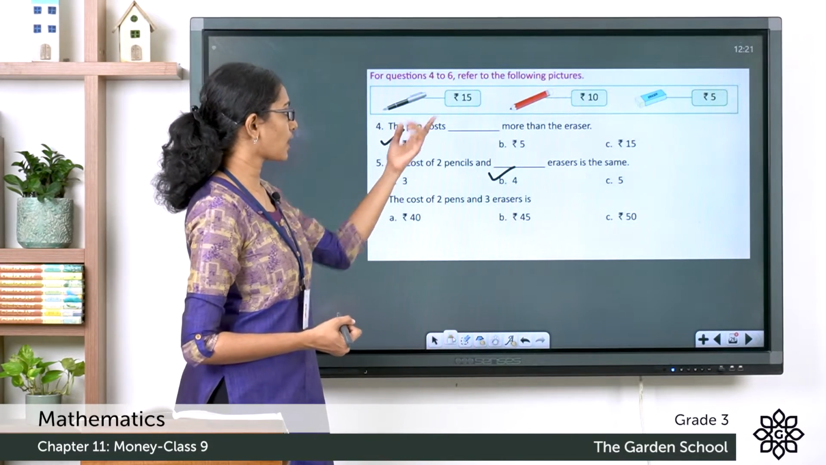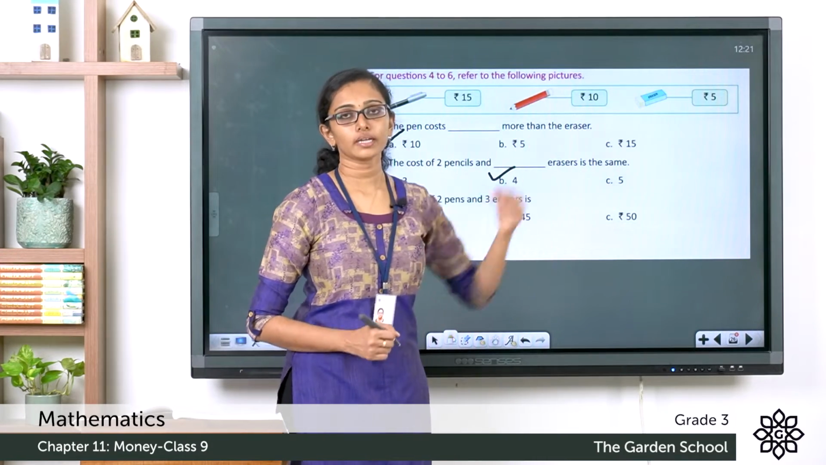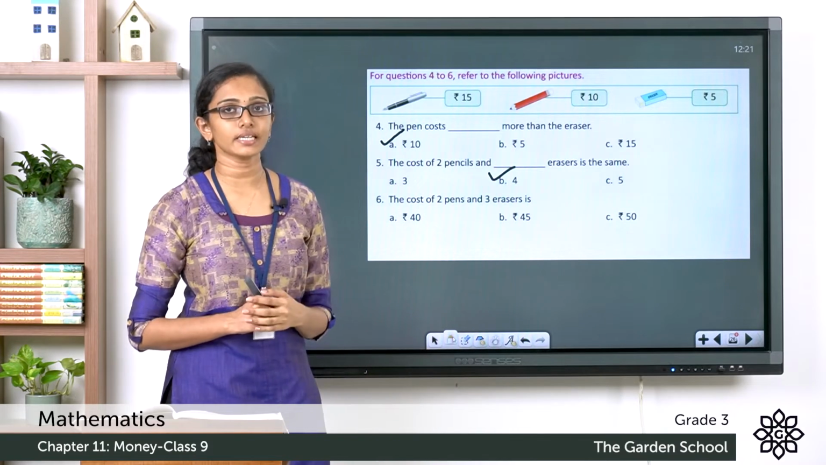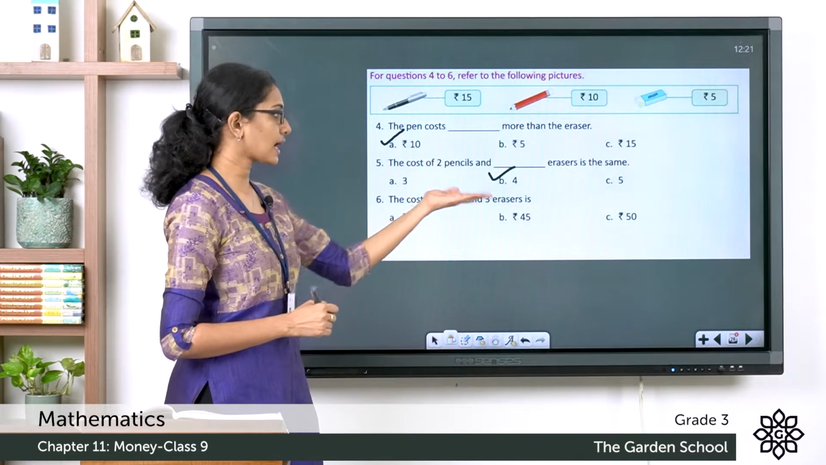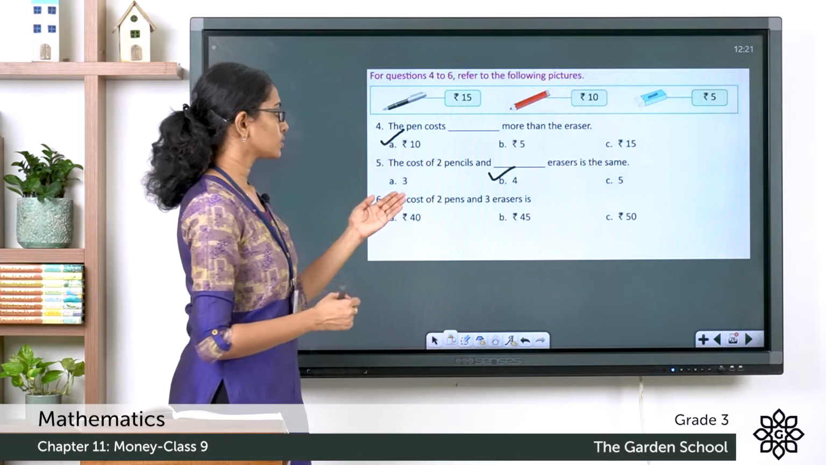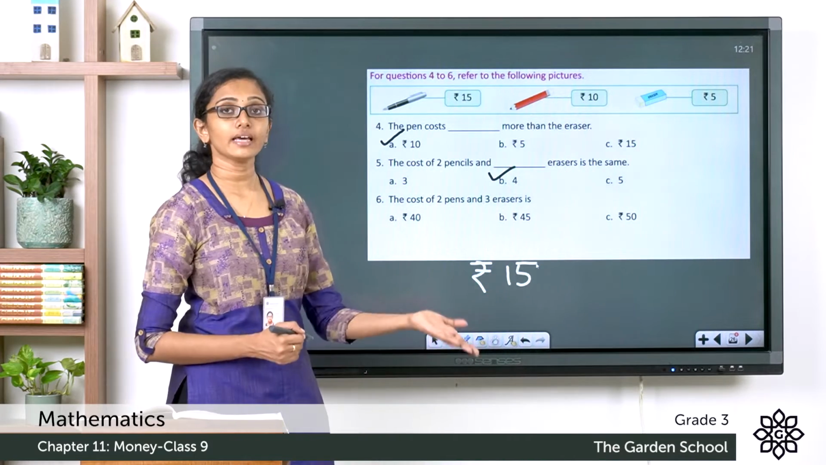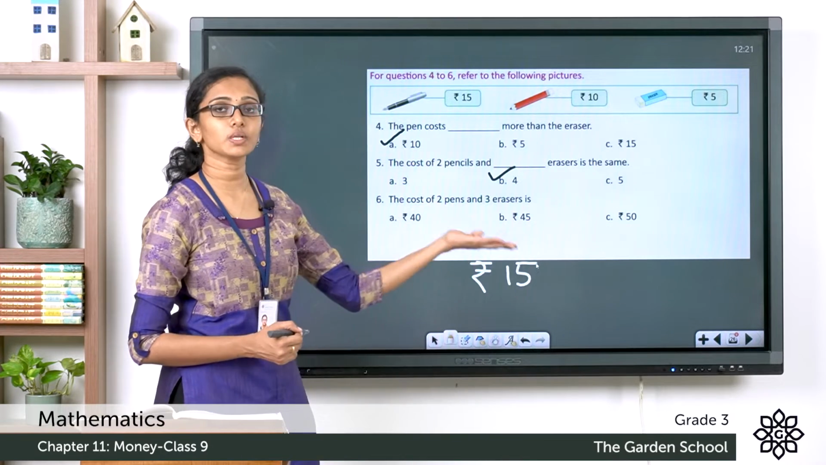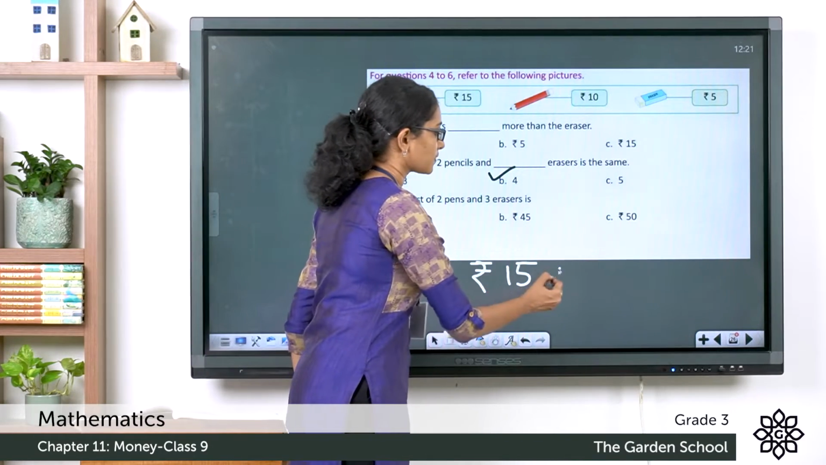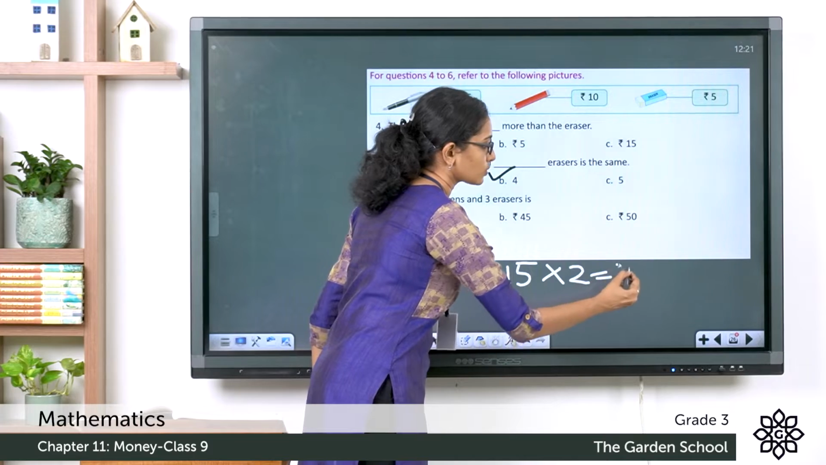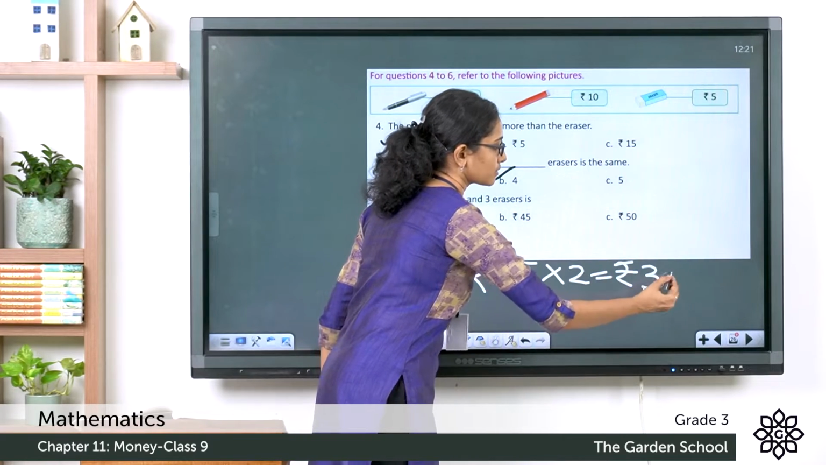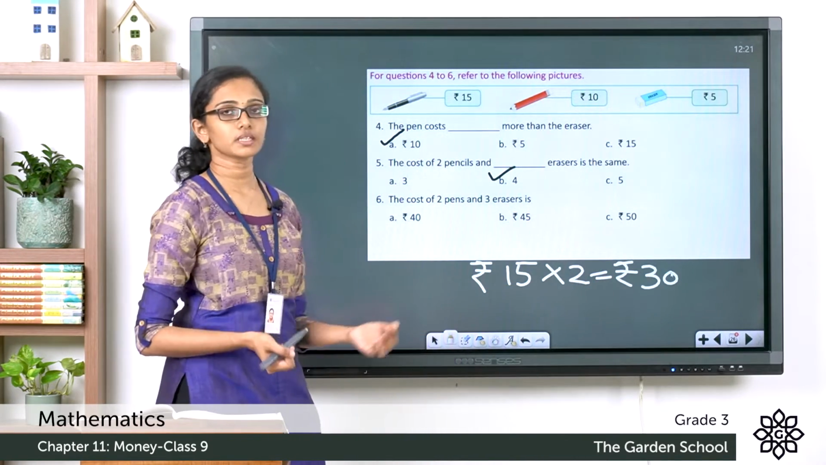We know the cost of 1 pen and the cost of 1 eraser. From this, we can easily calculate the cost of 2 pens and 3 erasers. So, the cost of 1 pen is equal to 15 rupees. Hence, the cost of 2 pens will be equal to rupees 15 into 2 and that is equal to rupees 30 because 15 into 2 is equal to 30.